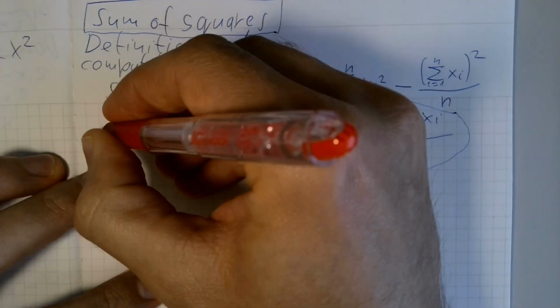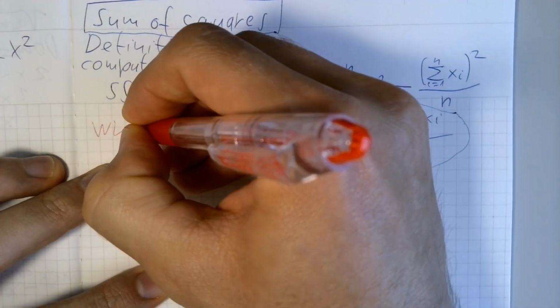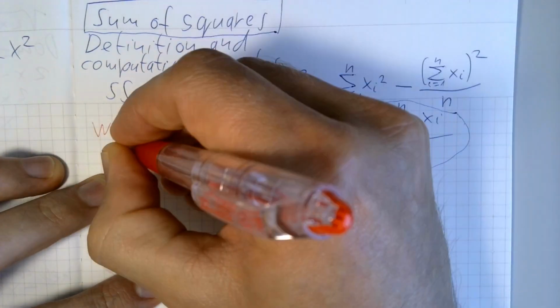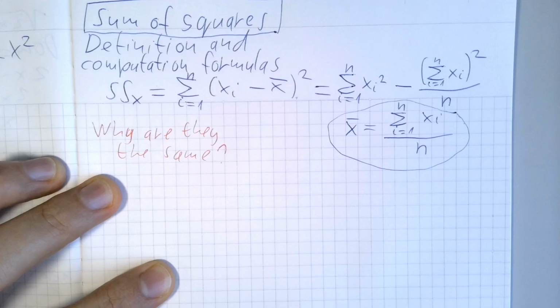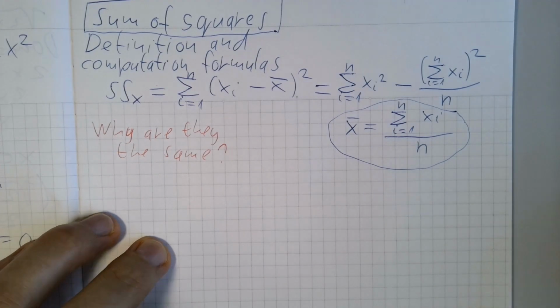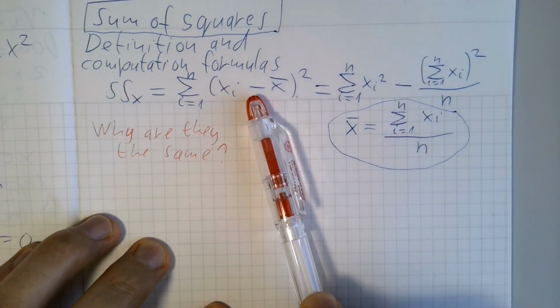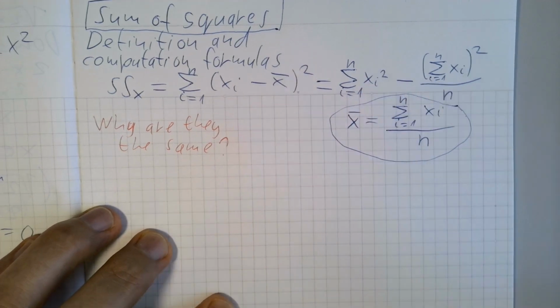Why are they the same? That's the question we are asking. And here is the proof. It's just a simple calculation. The idea is that we start from the definition formula and we end up with the computation formula.